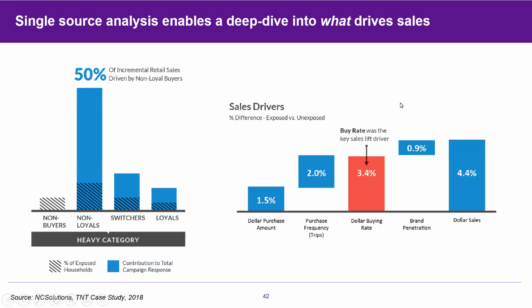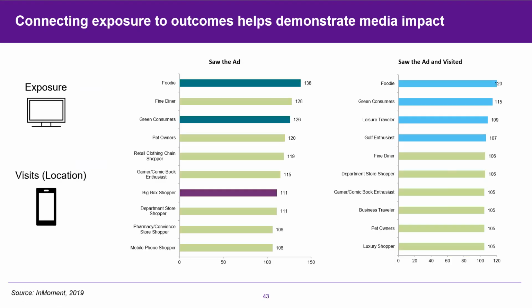Single source analysis enables a deep dive into what is driving sales. So is it the level of loyalty among non-buyers or switchers or loyals? And how can you break that down to look at the elements contributing to those sales and which parts are being increased, whether it's the dollar purchase amount, the number of shopping trips, or the brand penetration, or the buy rate. Connecting exposure to outcomes helps demonstrate media impact. And here we can see those who saw the ad, which kinds of customers or consumers are more likely to have seen the ad, and then looking at it again, saw the ad and visited the location.